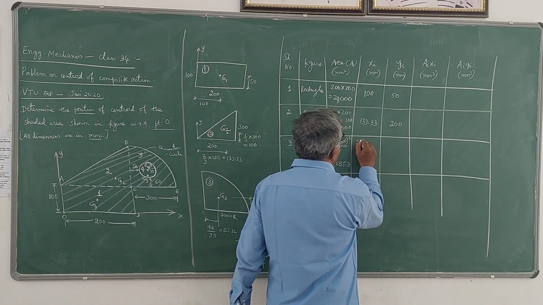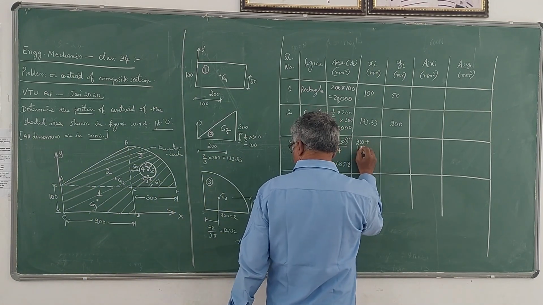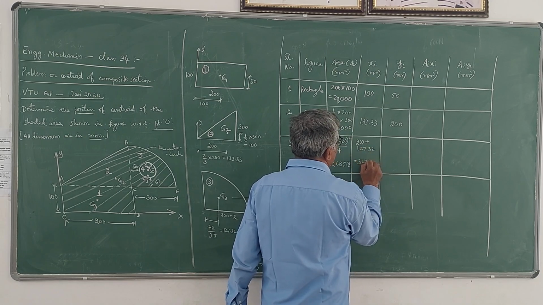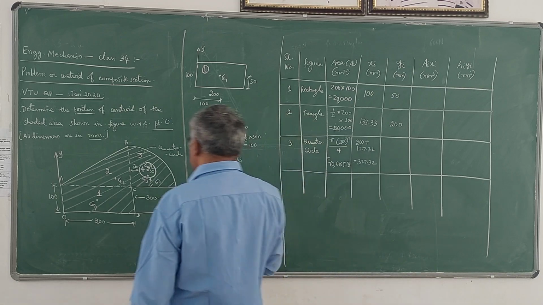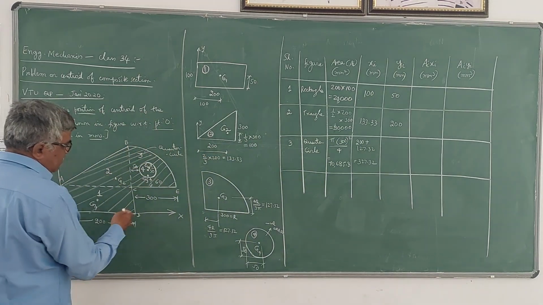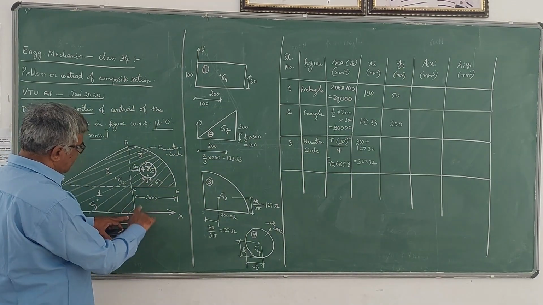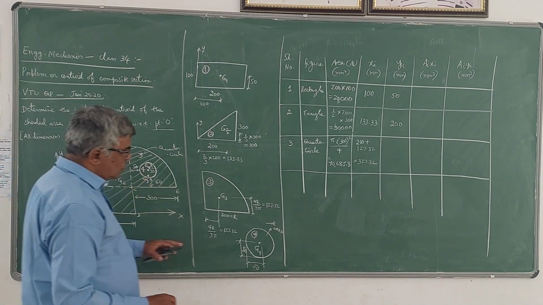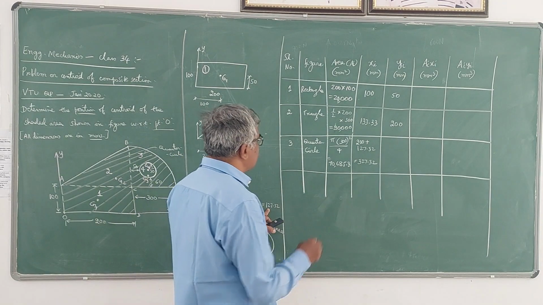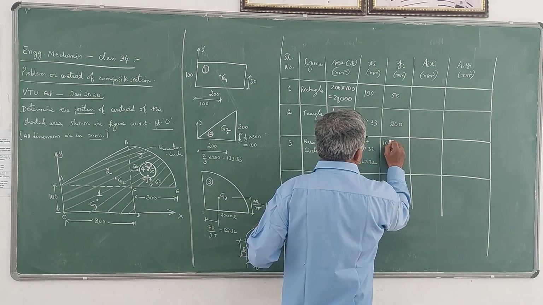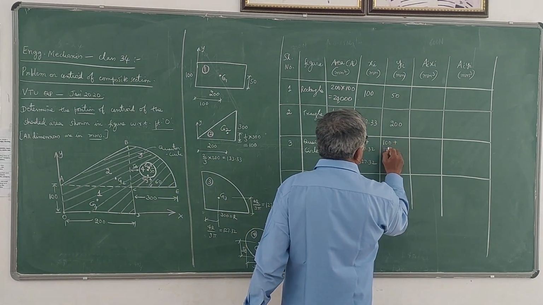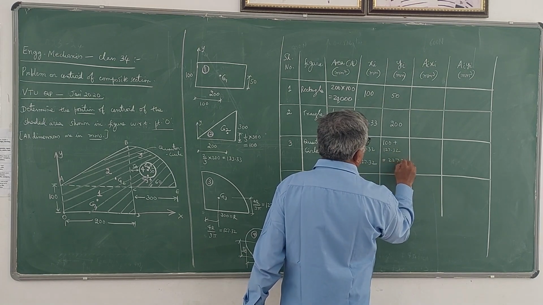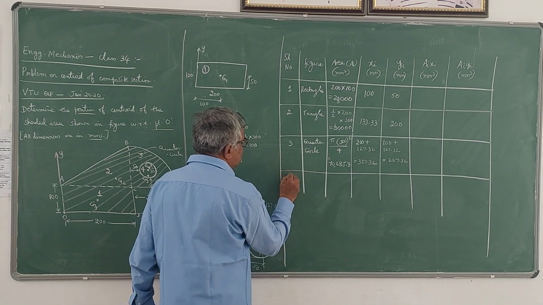I will write that 200 plus 127.32, which is 327.32. Then y distance, this d3 will be from x axis, from here to here it is 100 plus 4r by 3 pi. So once again 4r by 3 pi is 127.32. So 100 plus 127.32, which is 227.32.